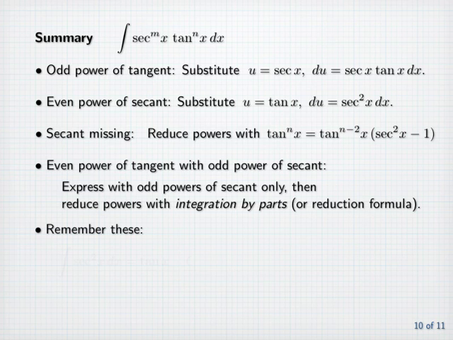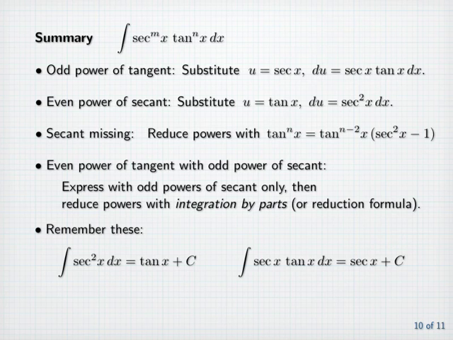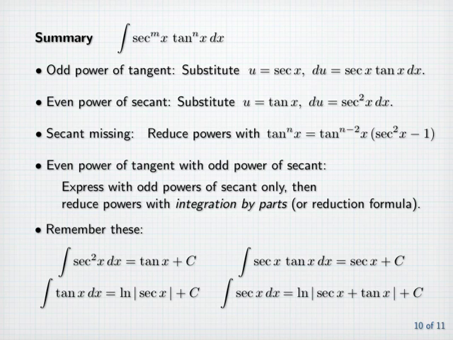The integral of secant squared x dx is tangent x plus c. The integral of secant x times tangent x dx is equal to secant x plus c. The integral of tangent x dx equals the natural log of the absolute value of secant x plus c, and the integral of secant x dx equals the natural log of the absolute value of secant x plus tangent x plus c.